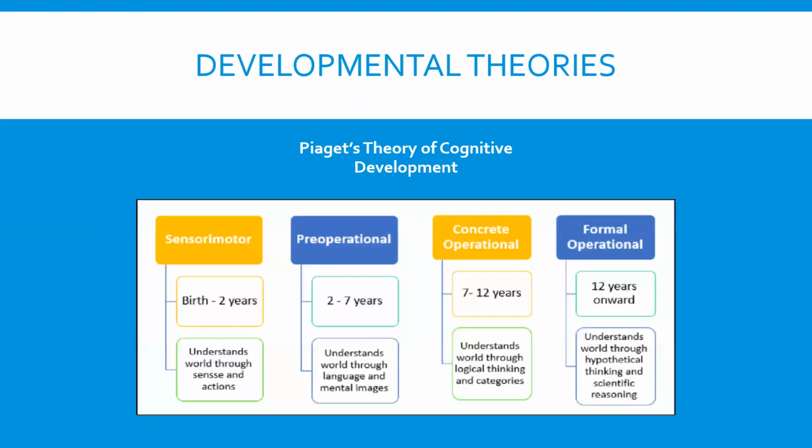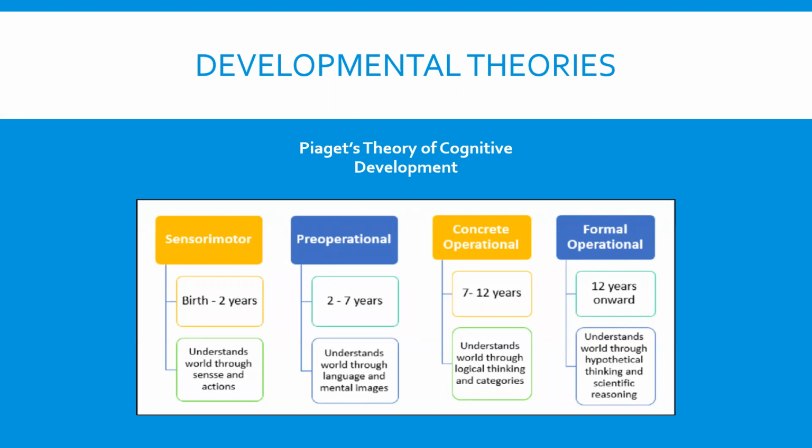Then we have our developmental theories. Like I said, Erikson is often considered a developmental theory as well, but here we're going to talk about Piaget's theory of cognitive development. And basically Piaget said that people understand and learn differently at different phases in their life. From birth to 2 years, they're in the sensory motor phase, and their whole aspect of learning is trying to understand the world through their senses and actions.